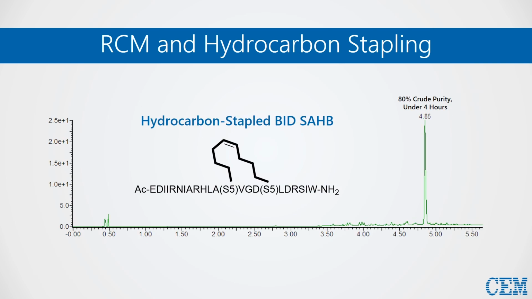By automating this synthetic approach, we were able to access BID-SAHB in 80% crude purity in less than 4 hours. Incorporation of the alkenyl residues was simple, and to staple, the peptide was heated to 40 degrees Celsius with Grubbs' catalyst for a total of 1 hour.